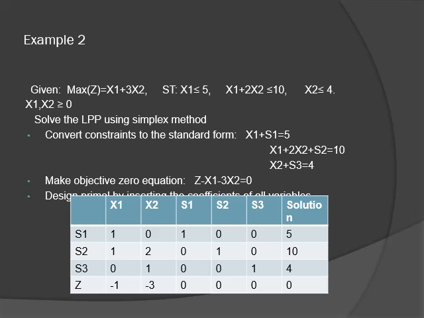Design the primal table by inserting the coefficients of all variables. As you look, the first row, the upper row, consists of the non-basic variables. The second stands for S1. The third stands for S2. The fourth stands for S3. And the last stands for Z, the objective function.